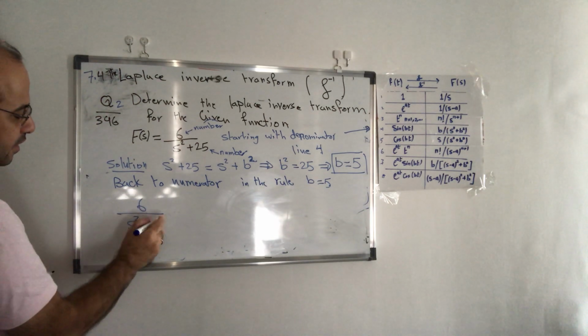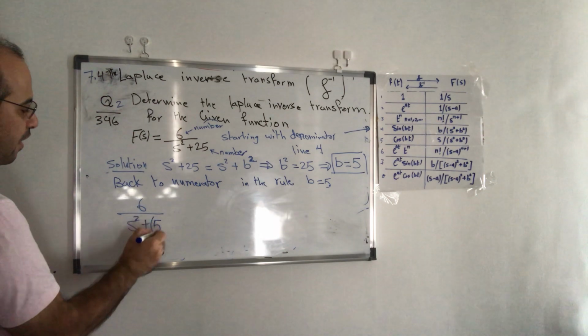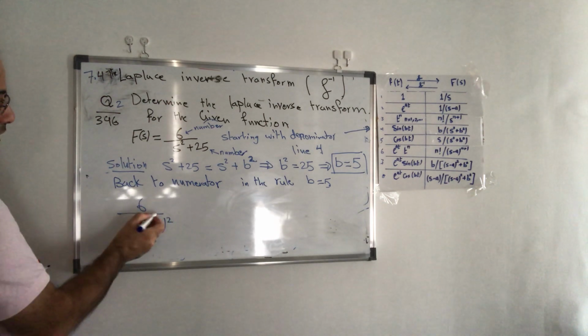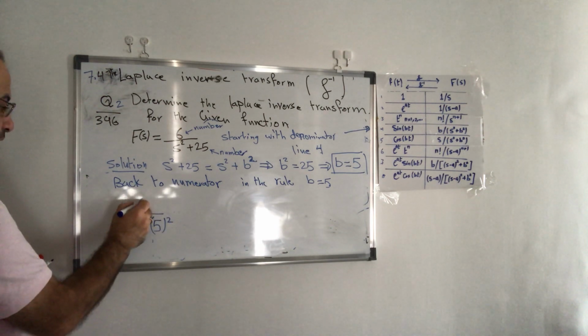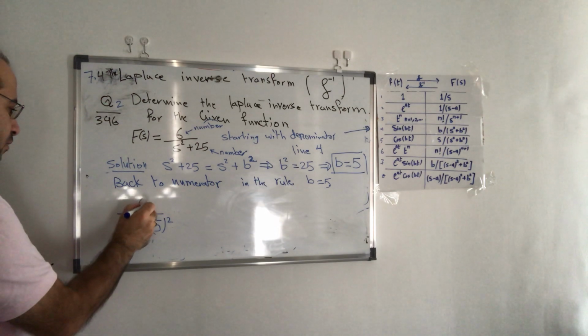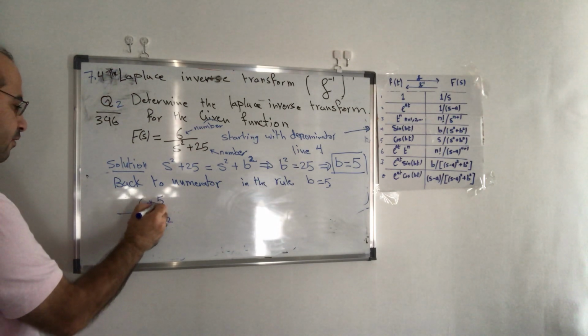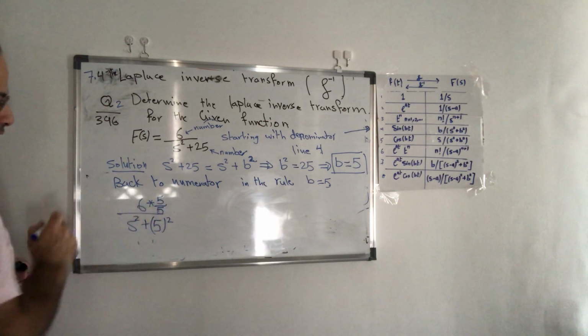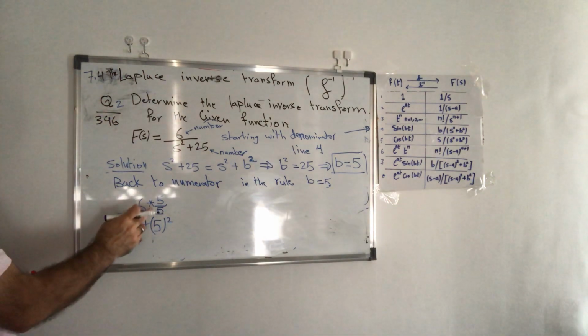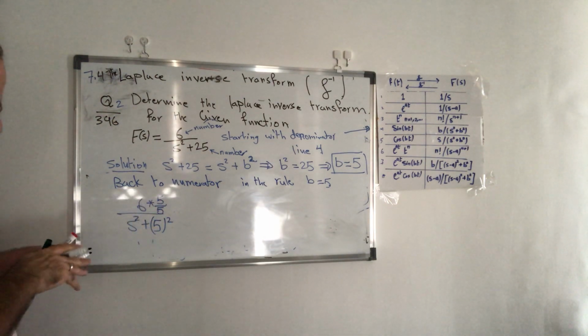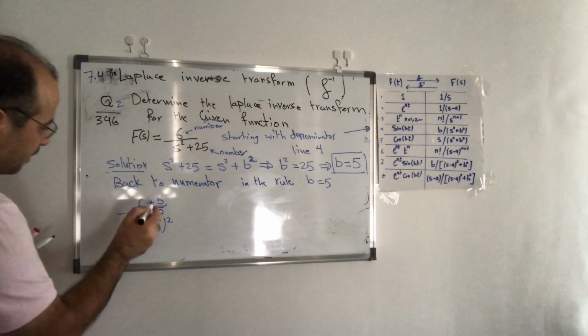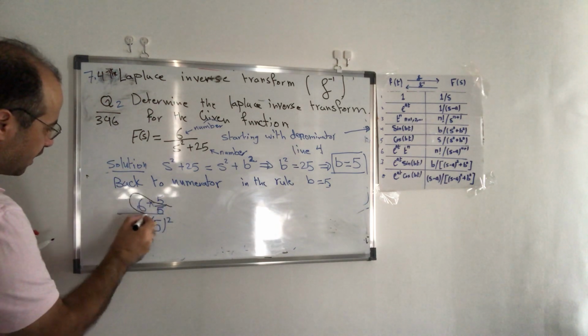Let me write it like this. I'm supposed to have 5 squared here, right? And I need 5 up. Then I will multiply this by 5 over 5, right? Then I'm not changing anything because I'm multiplying by 1. Now taking this thing outside.